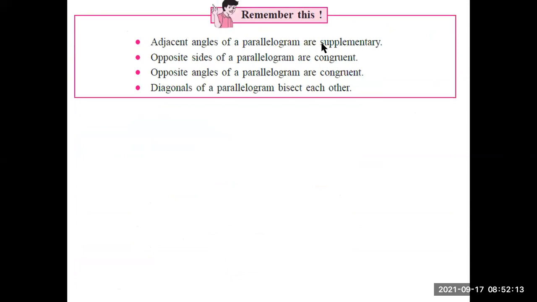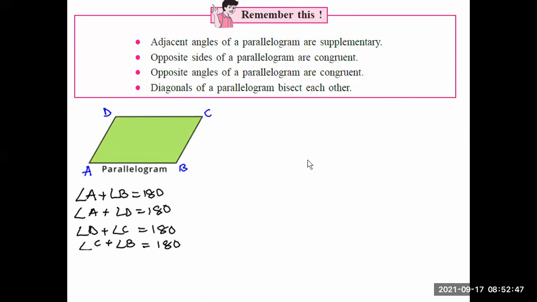Next, we saw the properties of parallelograms, very basic things. The adjacent angles of a parallelogram are supplementary. By supplementary, it means the sum is 180 degrees. Opposite sides of a parallelogram are congruent, and opposite angles are also congruent, whereas the diagonals bisect each other, right? So these are the images.